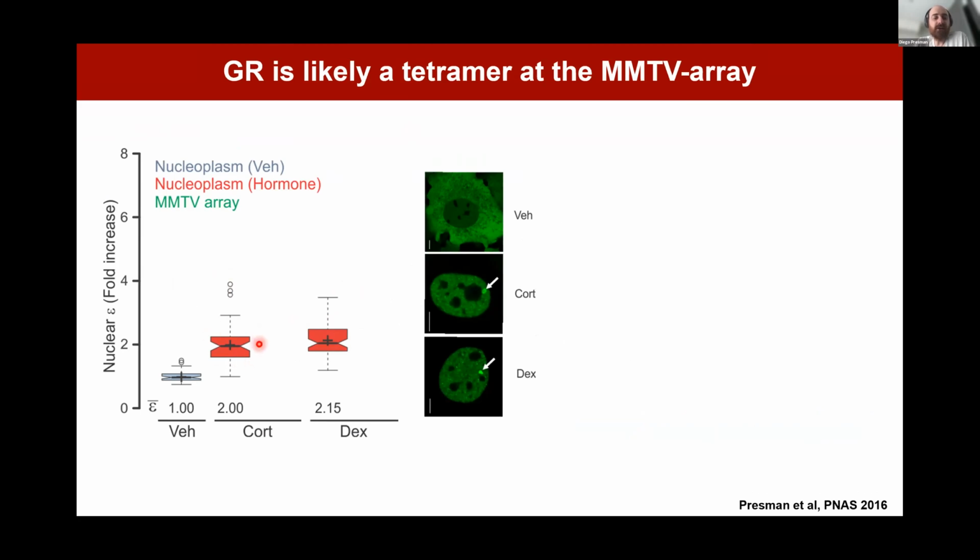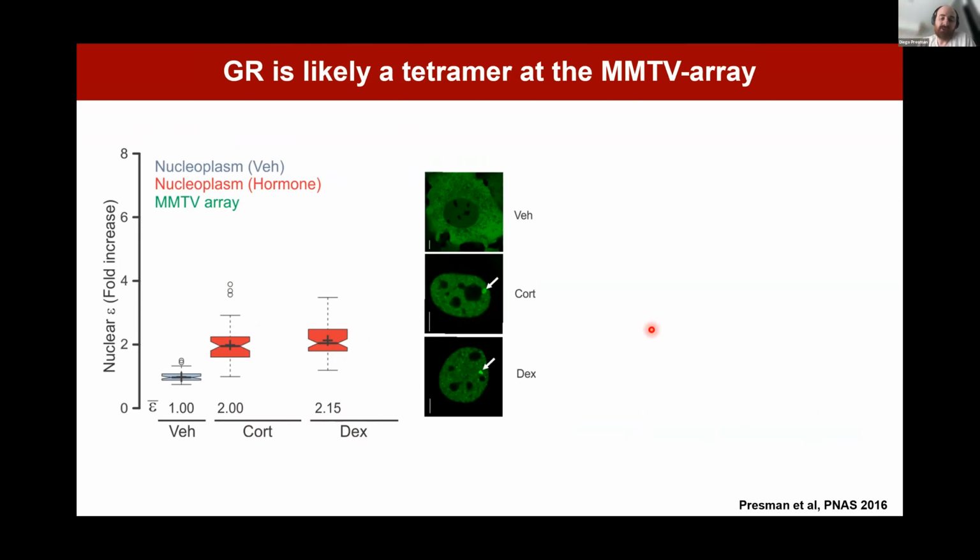So these are the results for what happens inside the entire nucleus, in red, for either the natural ligand corticosteroid or the synthetic drug dexamethasone. So we have dimerization in the nucleus on both hormones. But the question is what happened at the array, okay?